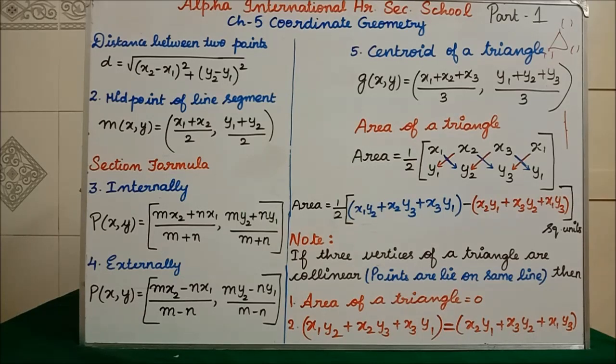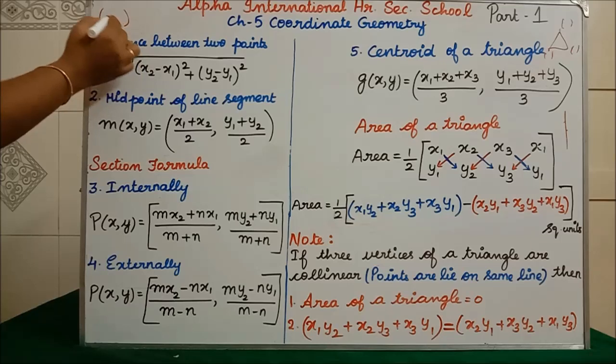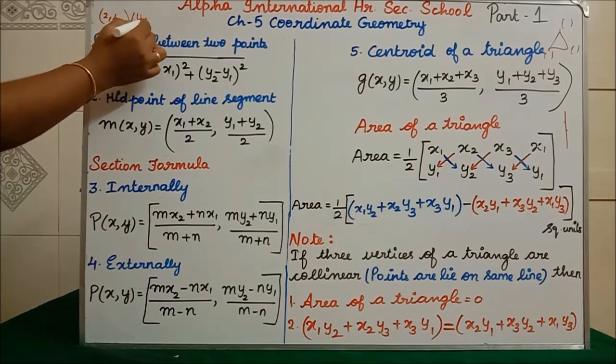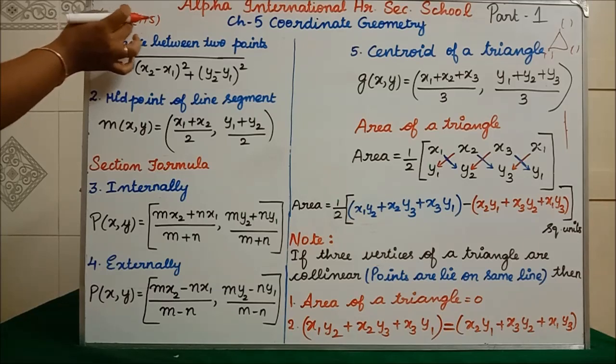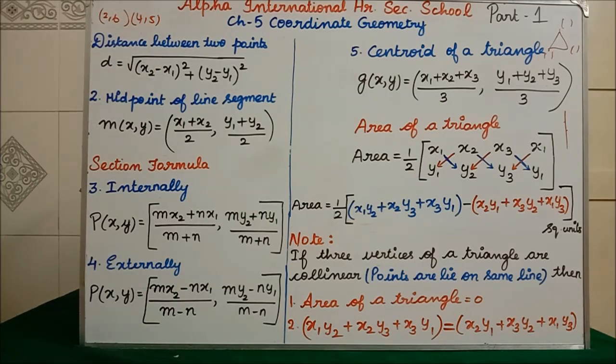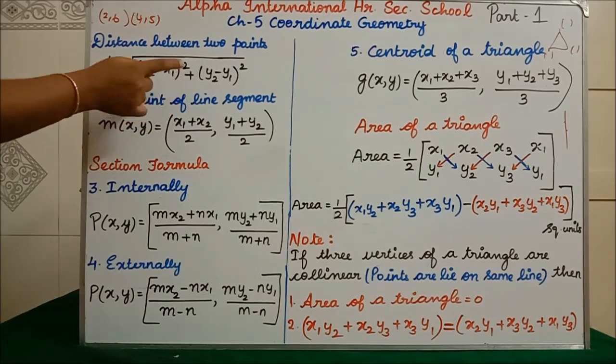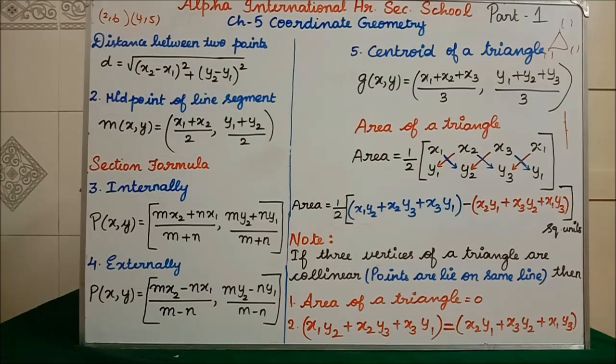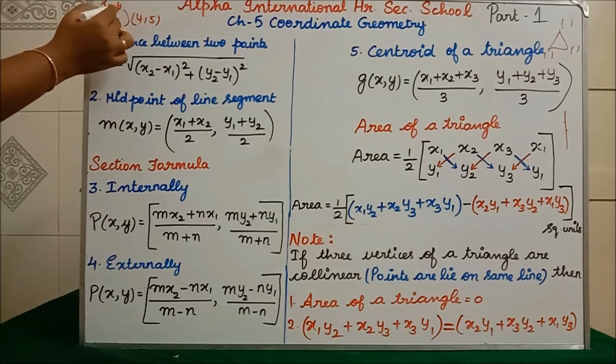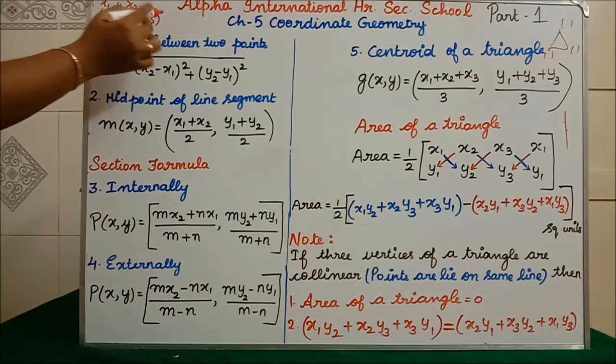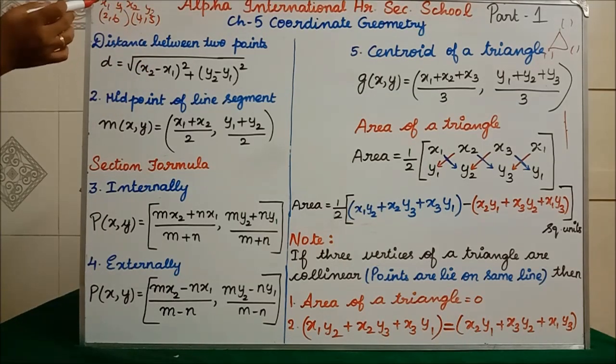In this chapter, I have written certain formulas. The first formula is the distance between 2 points. Suppose they give you 2 points, consider 2, 6 and another point 4, 5. They ask you to find the distance between 2, 6 and 4, 5. How will you find it? You take d is equal to square root of (x2 minus x1) the whole square plus (y2 minus y1) the whole square. Consider this as x1, this as y1, this is x2, this is y2. Wherever you have x2, just substitute, wherever you have x1, substitute the value and you find the answer. That's it. Clear, all of you?